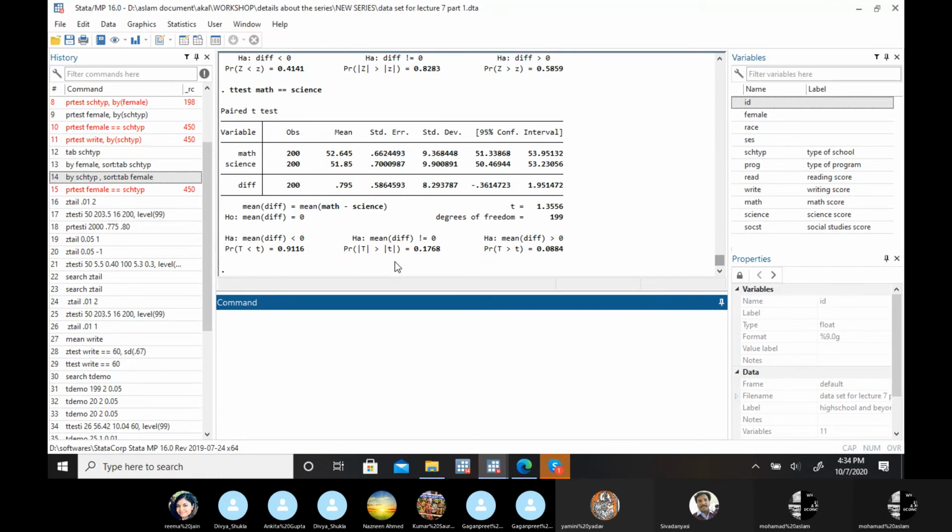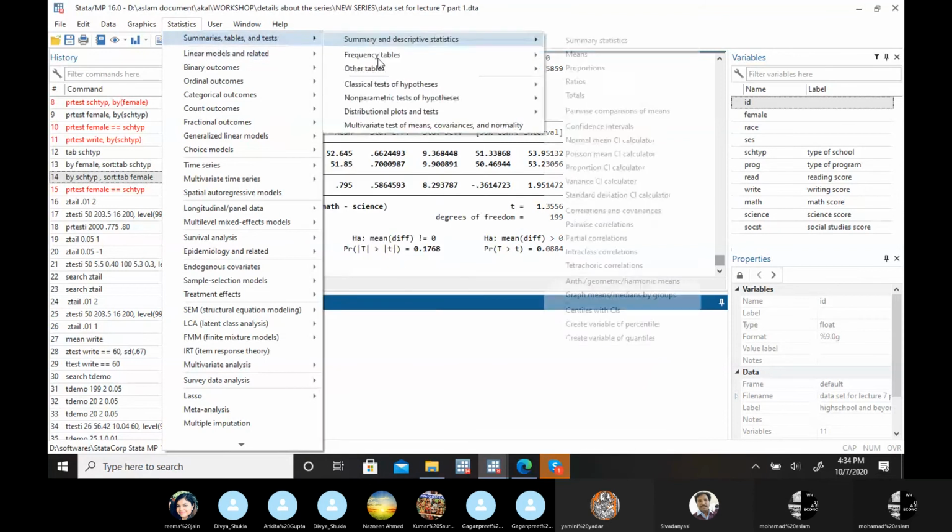So we can conclude that there is no significant difference between the math score and science score. So this is a case of two variables, but it's a case of paired. It means only one sample set is there, but two variables are there. This is another option.